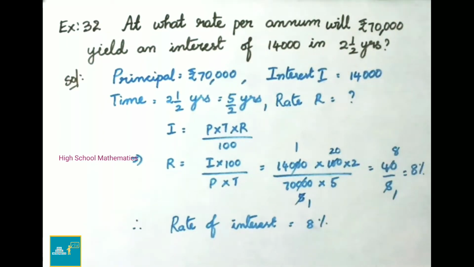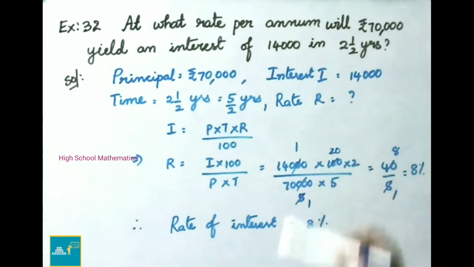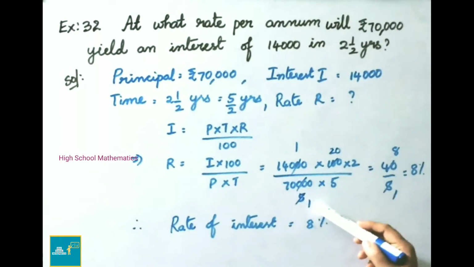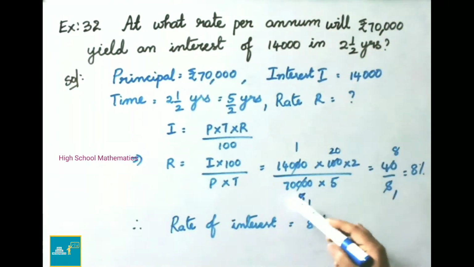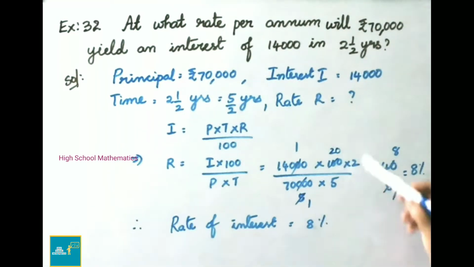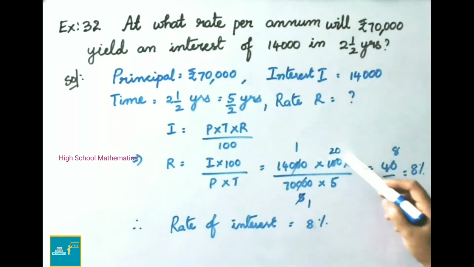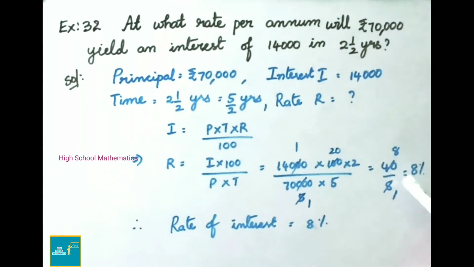So that equals 14,000 ones are 14,000, 14,000 fives are 70,000. 5 table, 5 ones are 5, 5 twos are 10, so 20 times 100. That equals numerator multiply 20 into 2, 40 by denominator 5. Now 5 table, 5 ones are 5, 5 eights are 40. Now rate of interest is 8%. Therefore, rate of interest is equal to 8%.